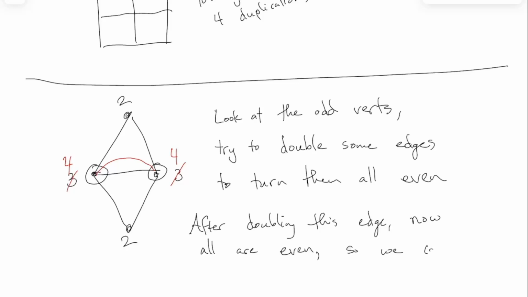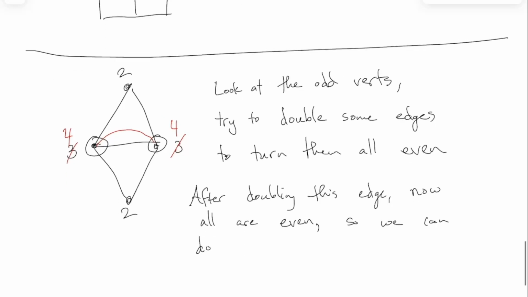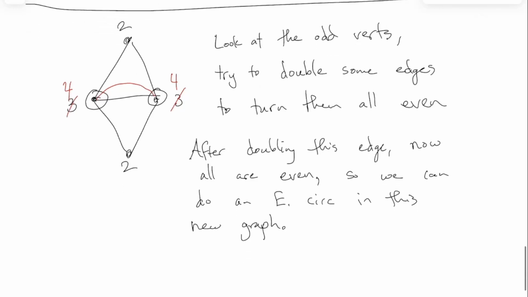So we can do an Euler circuit in this new graph. All right. And this is why the edge that you want to duplicate in this one is the one going across the middle, because that's the one which causes these, which used to be odds, to become even. If you had instead doubled up this edge, it wouldn't do anything good.